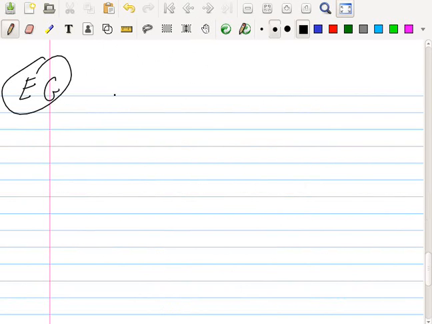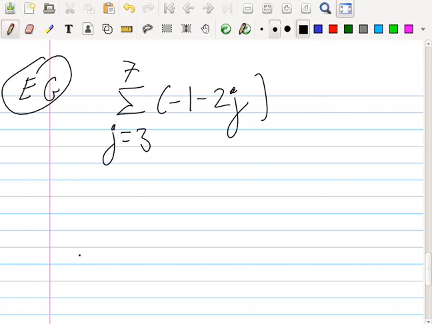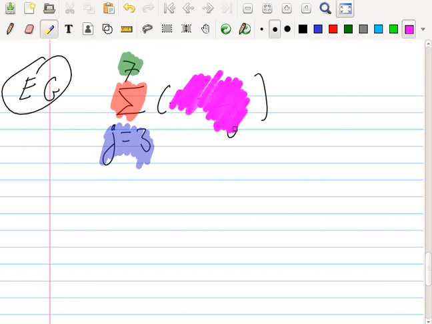Anyways, let's have a look at a real example. So, for example, I say the sum of minus 1 minus 2j, where j starts from 3 to 7. So, if you were to break this down, what does this symbol tell me? So, I have to add them together, yeah. This here tells me I start at the 3rd term, and this one here tells me where to stop. I stop at the 7th term. And then what would be the meaning of this piece here? It's the formula. It's what you put in, yeah.